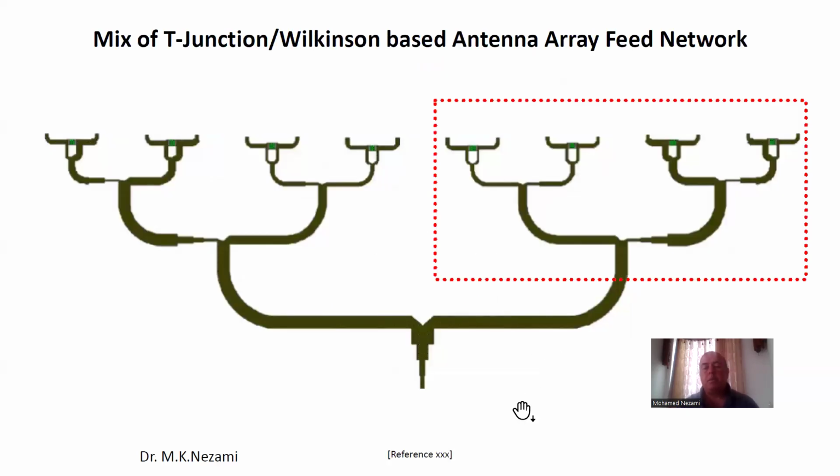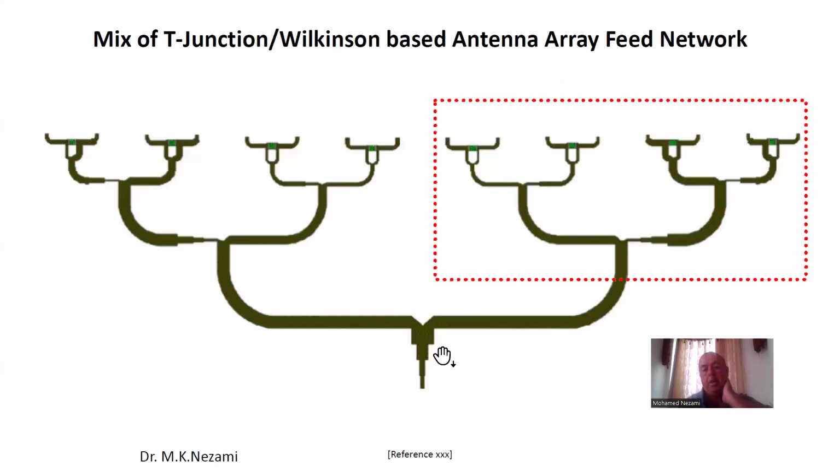Now, in some cases, you actually have a mix of both Wilkinson and T-junction. Like in this case, for instance, you can see that the last dividers on the antennas, the ones that feed the antennas, are actually Wilkinson, while the other ones are all T. So you can see this T here. This is unequal power splitting here. This is equal power splitting here. You can see that clearly.